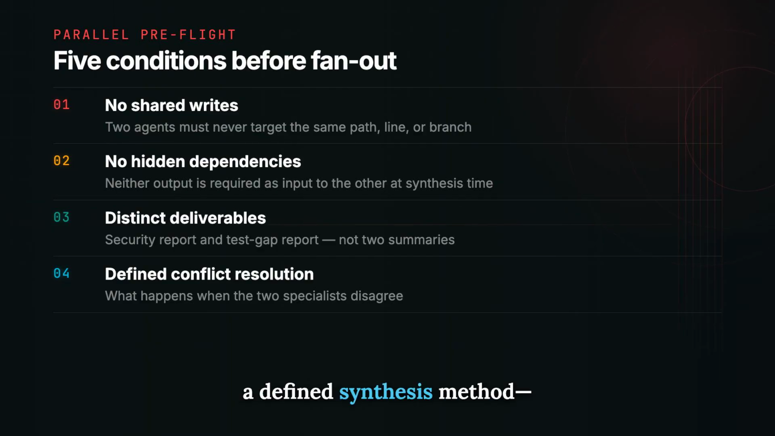Fourth, a defined synthesis method. Who reads both outputs, in what order, and against what rubric. Fifth, a conflict resolution rule. What happens when the 2 specialists disagree? Run all 5 before launching a parallel run. Skip one and the parallel work turns into a race condition you debug after the fact.